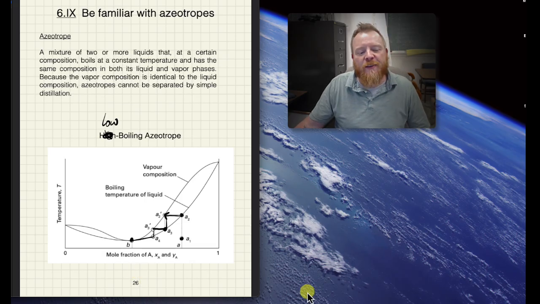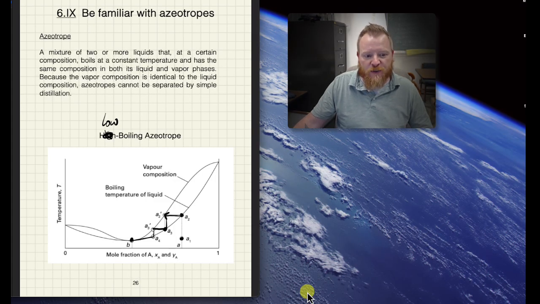So we'd have to rely on things like molecular sieves or other methods of separation. So perhaps a different type of column, for example.